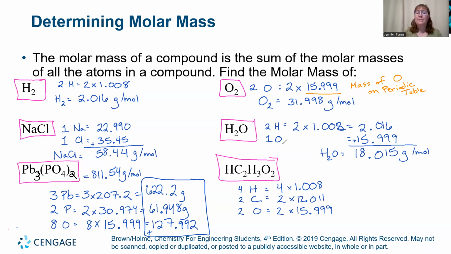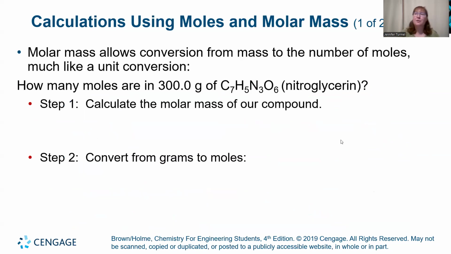And now hopefully you paused it and you calculated it, and what you got for that is that the molar mass of acetic acid is 60.052 grams per mole. All right, so here are our molar masses. All right, so now let's do some calculations using our molar mass.